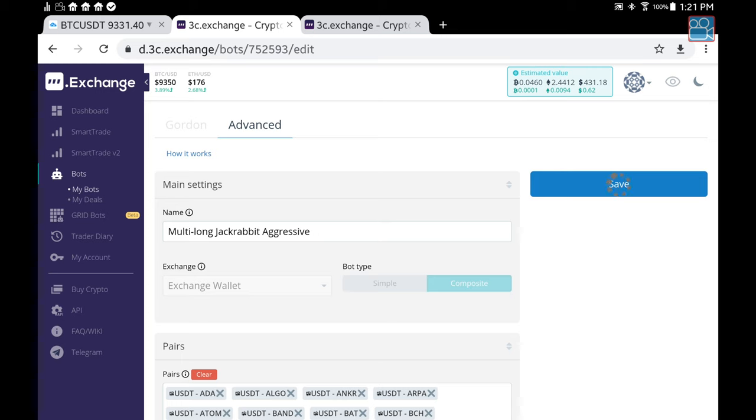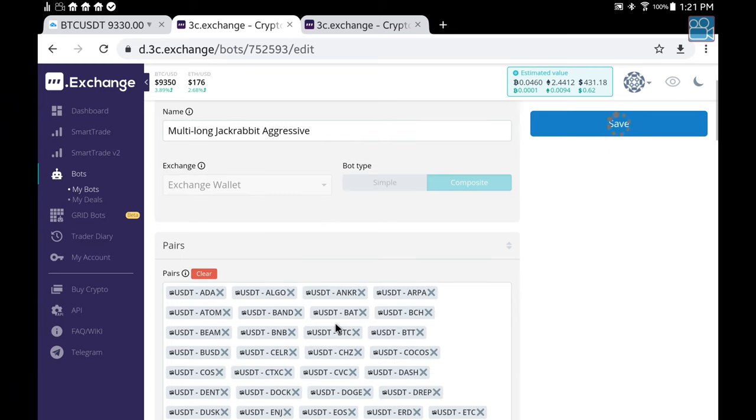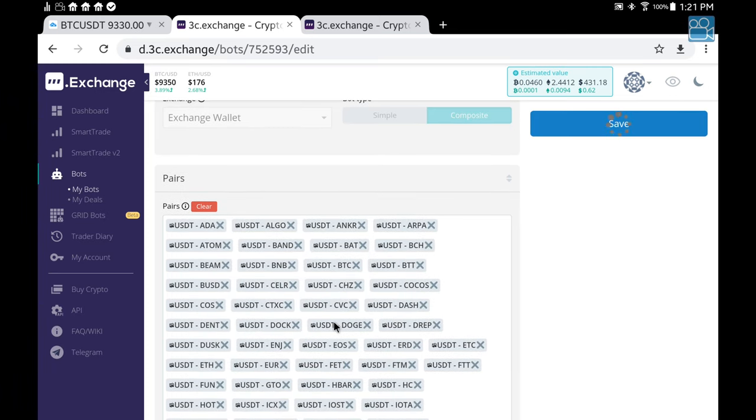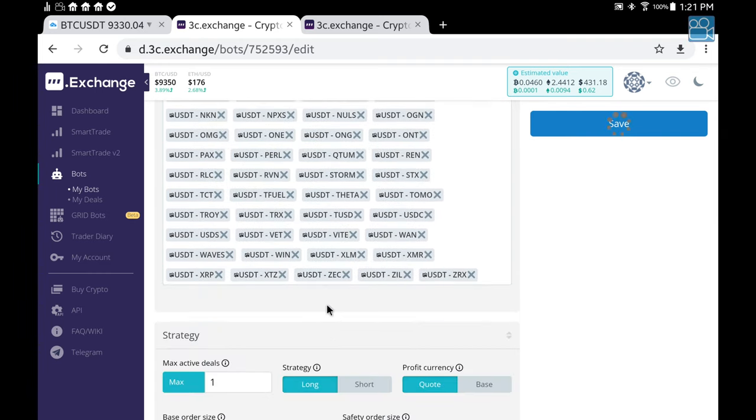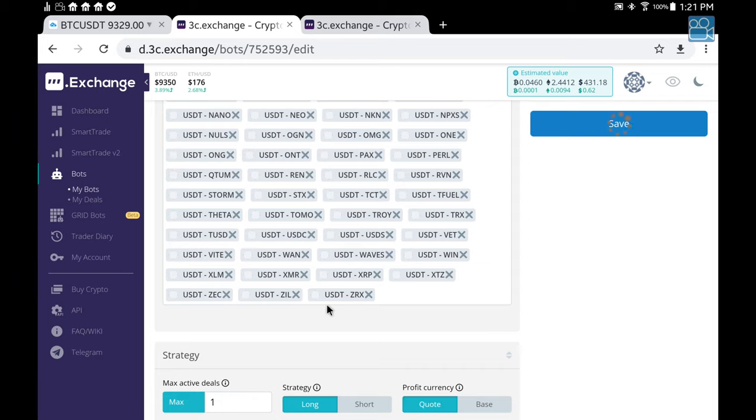Okay, here we go with the bot. Now first you'll notice I have all these coins selected. I'm never going to use these coins, but I don't want to constantly edit my bot. So I selected them all, and then I control it from TradingView.